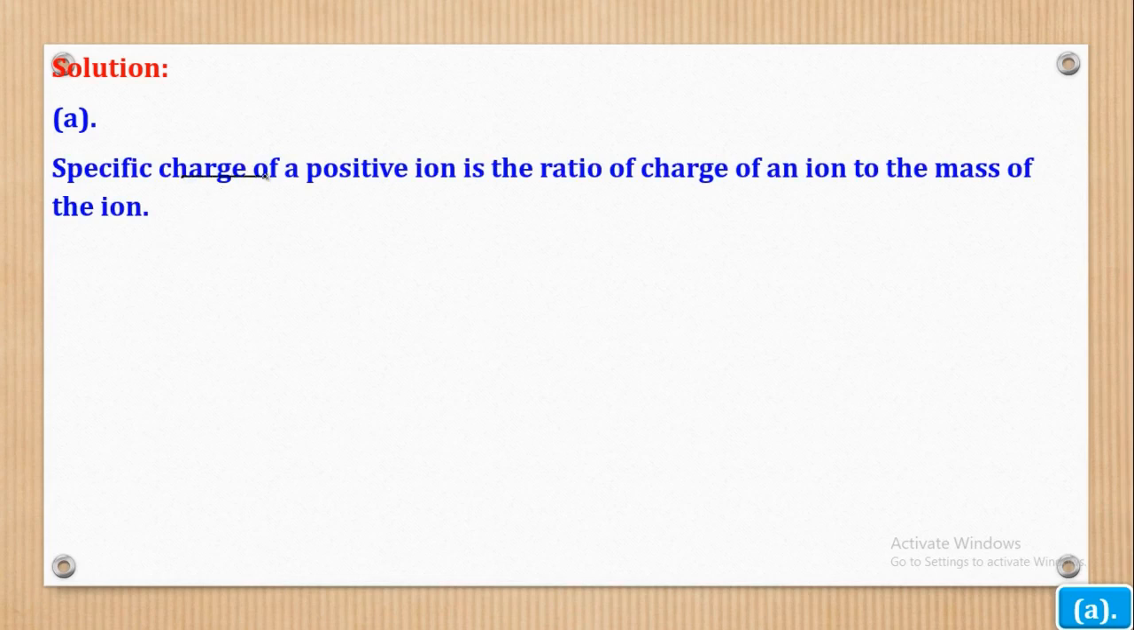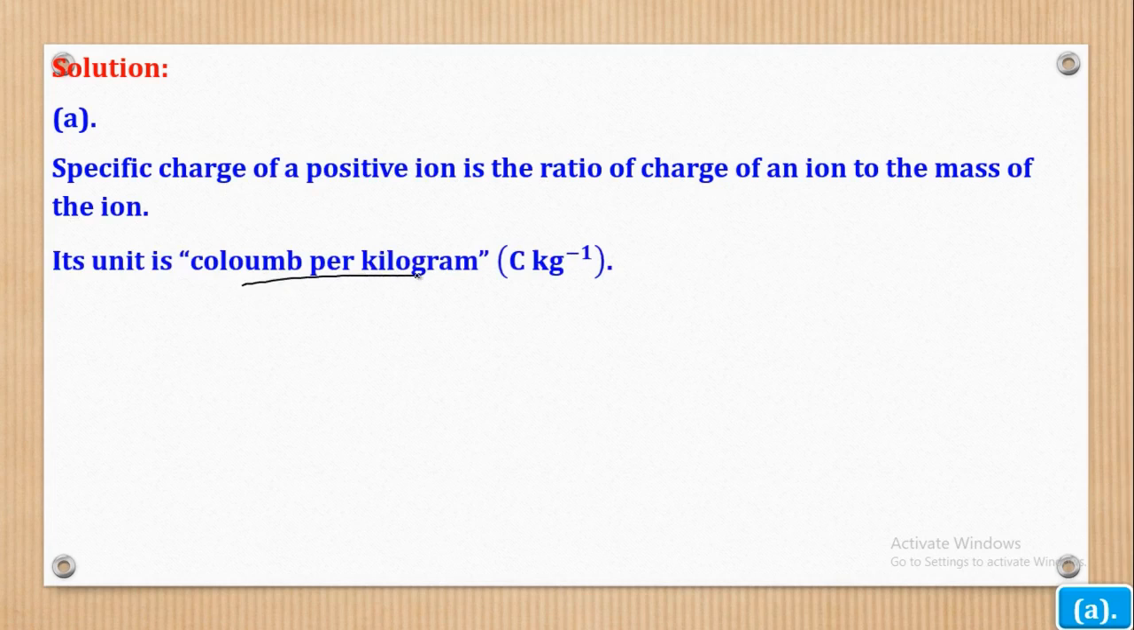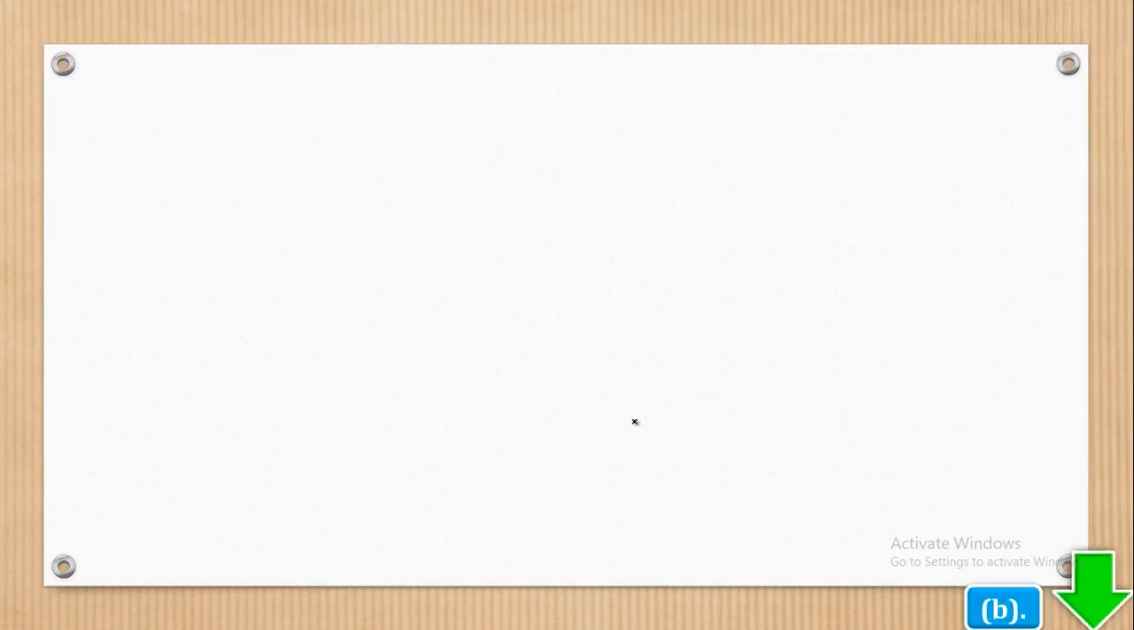So specific charge of a positive ion is the ratio of charge on an ion to the mass of the ion. So charge to mass ratio is specific charge, and the unit is coulomb per kilogram. So any of these two is okay. So that was part A. Now we shall go to part B.